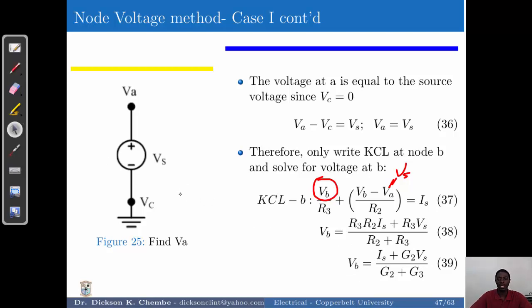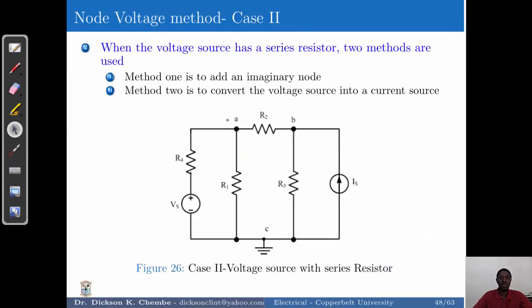So that's one stage, and that is case 1. But when we look at case 2, what you notice is that we have a voltage source situated between a reference node and connected with a resistor, and then to node A.